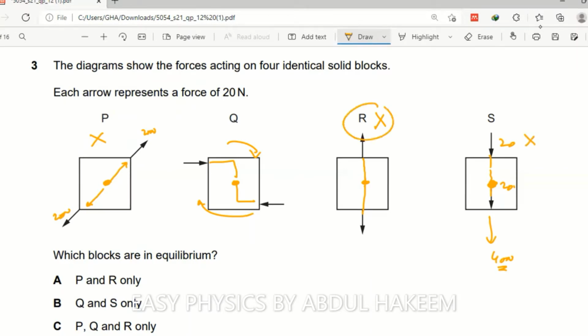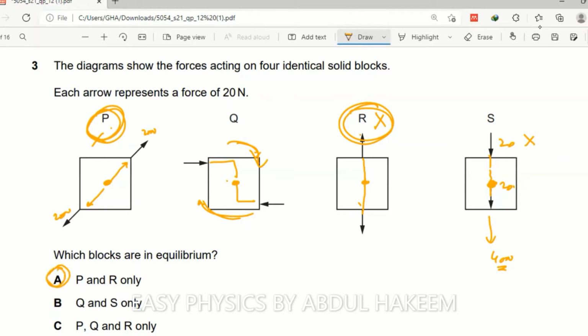Here the resultant force is 0 and the resultant torque is 0. Here the resultant force is 0, but the resultant torque is not 0 because there is a net torque. And here both the force and the torque are 0. So the answer is P and R are in equilibrium.